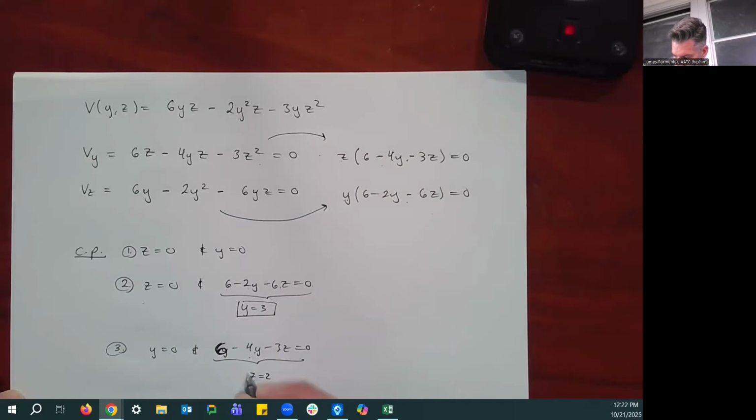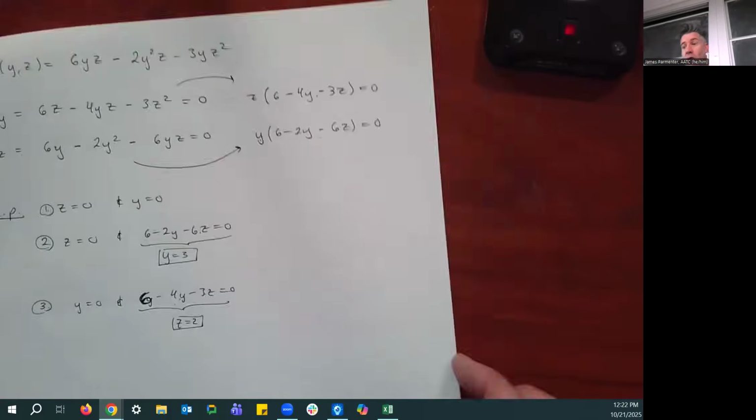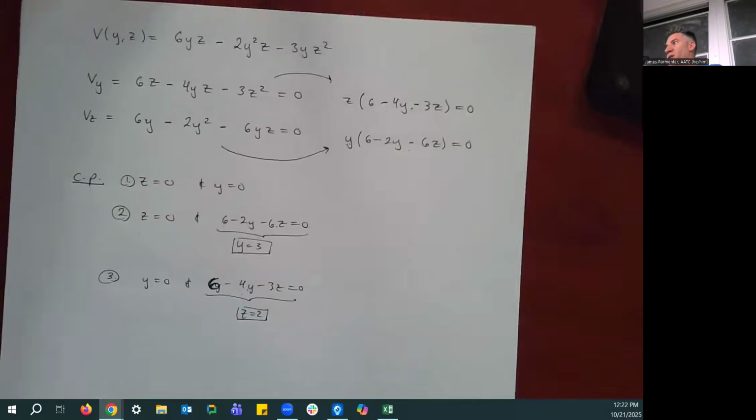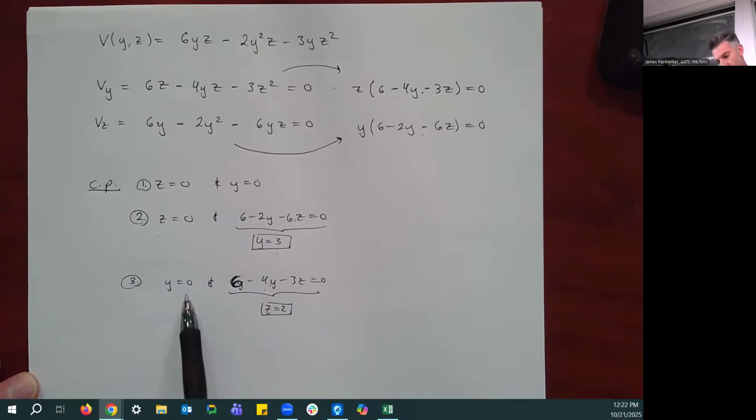And let me tell you, so far, none of these are the one that's going to maximize the volume of our box, because if any of your dimensions is zero, your volume is zero. So we could have thought about this a little bit more carefully and just ignored those. But I wanted to point out that if this was not an optimization problem, but you were just given this function and asked to find the critical points, you would want to find all of them: y is 0 and z is 0, y is 3 and z is 0, and y is 0 and z is 2.